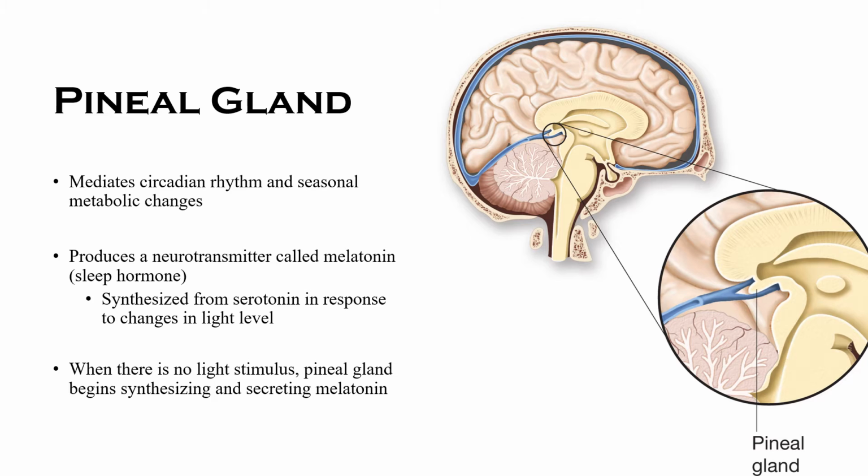Now there's also the pineal gland. The pineal gland is very important in mediating circadian rhythm and seasonal metabolic changes. The way that it does this is by producing a neurotransmitter called melatonin. Melatonin is sometimes called your sleep hormone. It's synthesized directly from serotonin in response to changes in light level. So when there is no light, that is when the pineal gland begins synthesizing and secreting melatonin.